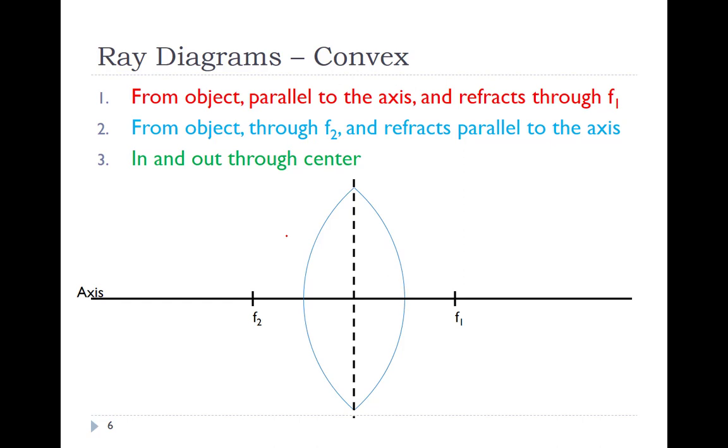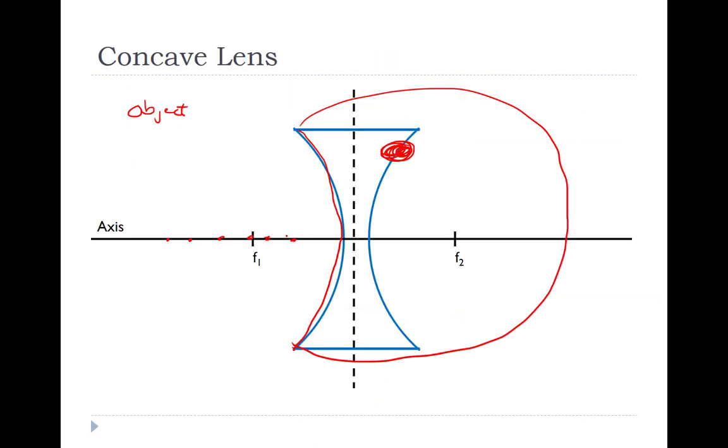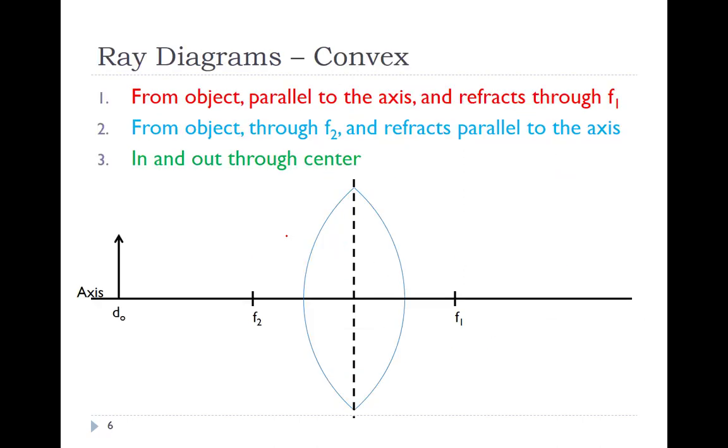So first we're going to start off with an object that is further from the center of the lens than twice the distance from the center of the lens to the focal point. So F2 is here. 2F2 would be maybe about there, just eyeballing it. You can see that DO is further away than that. Remember, all these distances, again, are measured from the center of the lens.